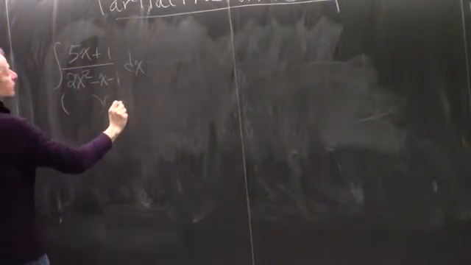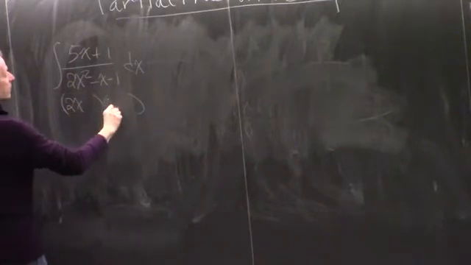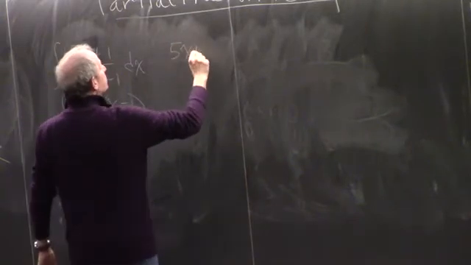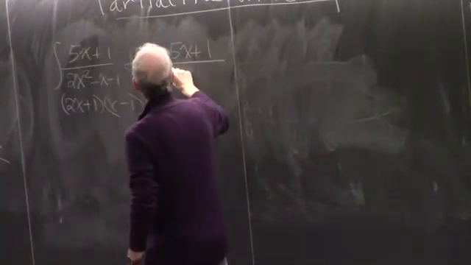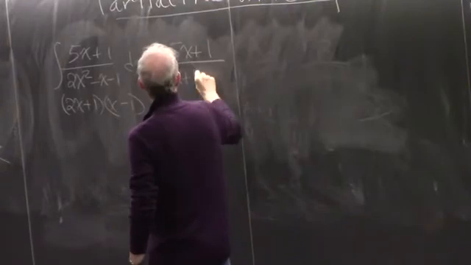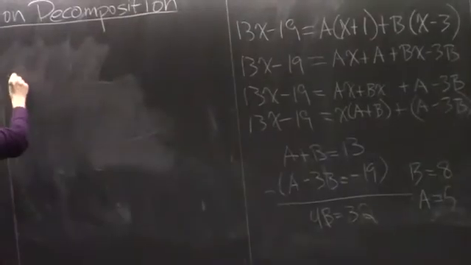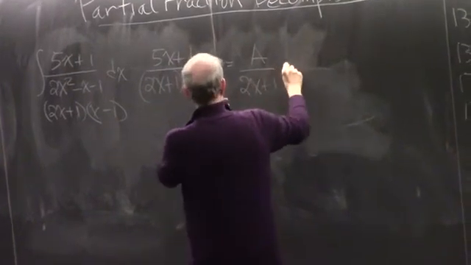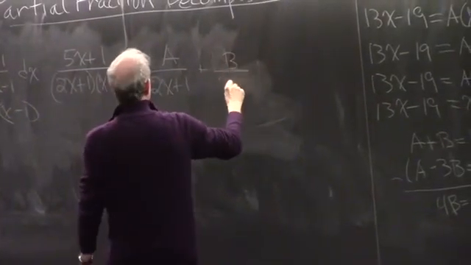So first of all, since you love to factor, that factors into 2x plus 1 and x minus 1. I know you guys can all do that in your head. So that means that, forget the integral symbol for a minute, (5x plus 1) over (2x plus 1)(x minus 1) is some a over 2x plus 1 plus some b over x minus 1.